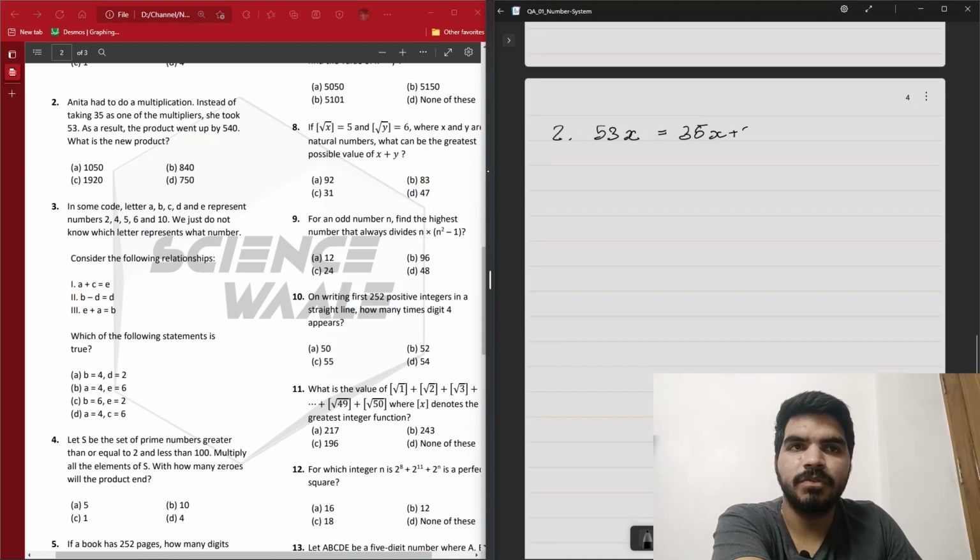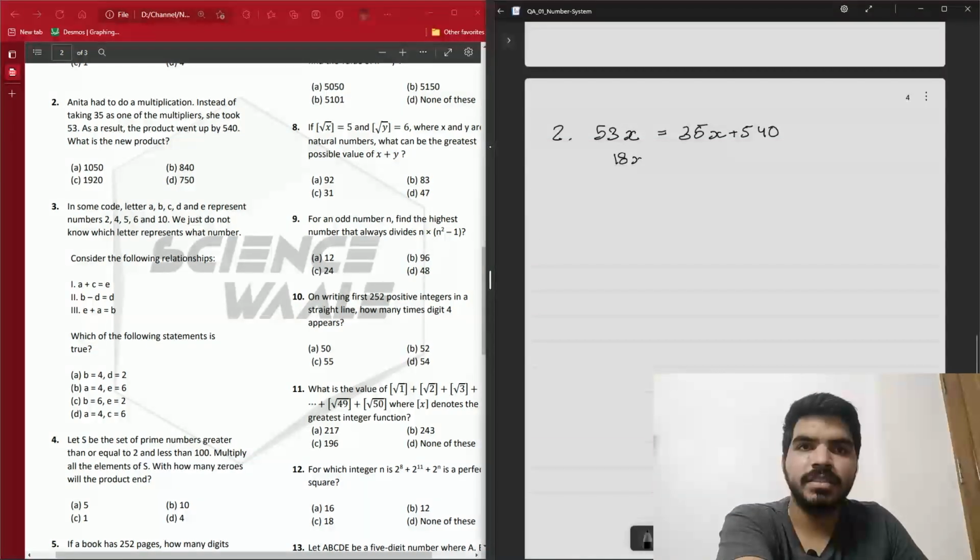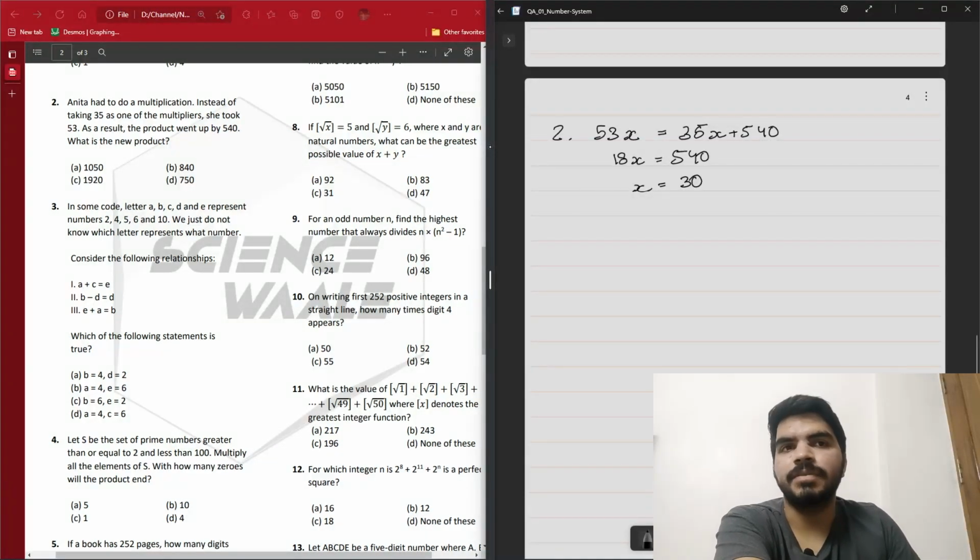35x plus 540. If you are able to understand how this happened, I'll tell you again. Anita took 53 instead of 35, and the product went up by 540. That means 53x will be 540 greater than 35x. We can say 18x is equal to 540. x will be equal to 30. So the other number was 30.